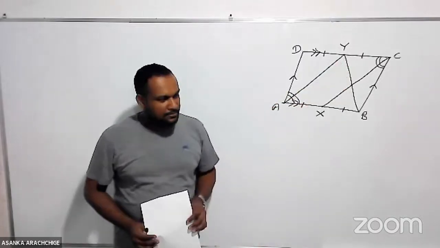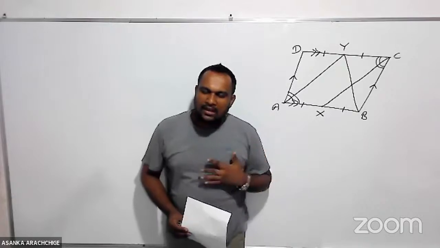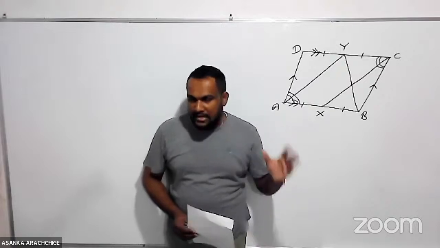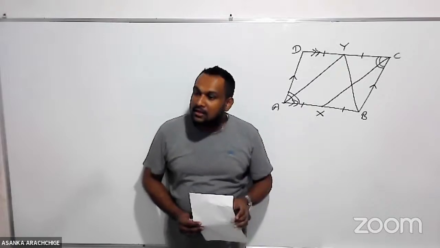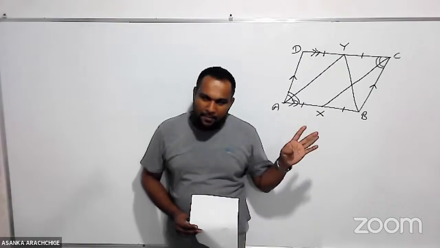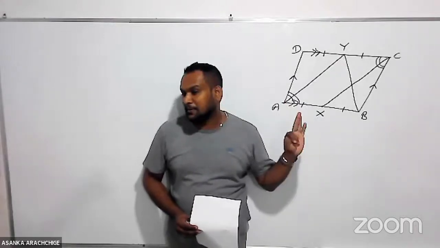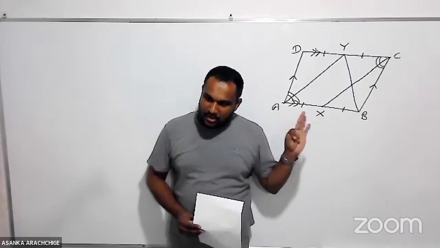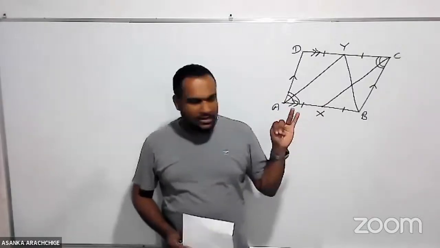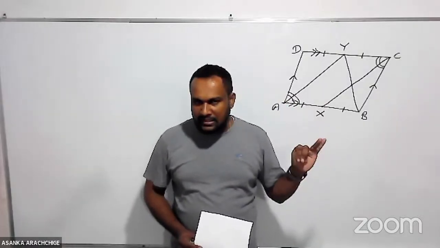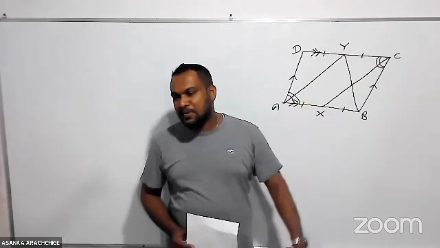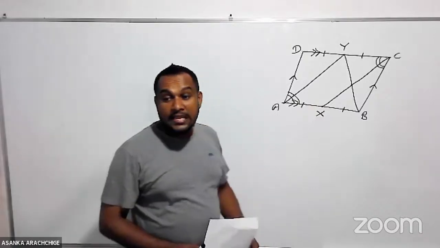AXCY is a parallelogram. Tell me, what are the methods that we can use to prove that a particular quadrilateral is a parallelogram? First one, by showing that opposite sides are equal. Second one, by showing that opposite angles are equal. Third one, by showing that the diagonals bisect each other, and eventually by showing that only one pair of opposite sides are equal and parallel.